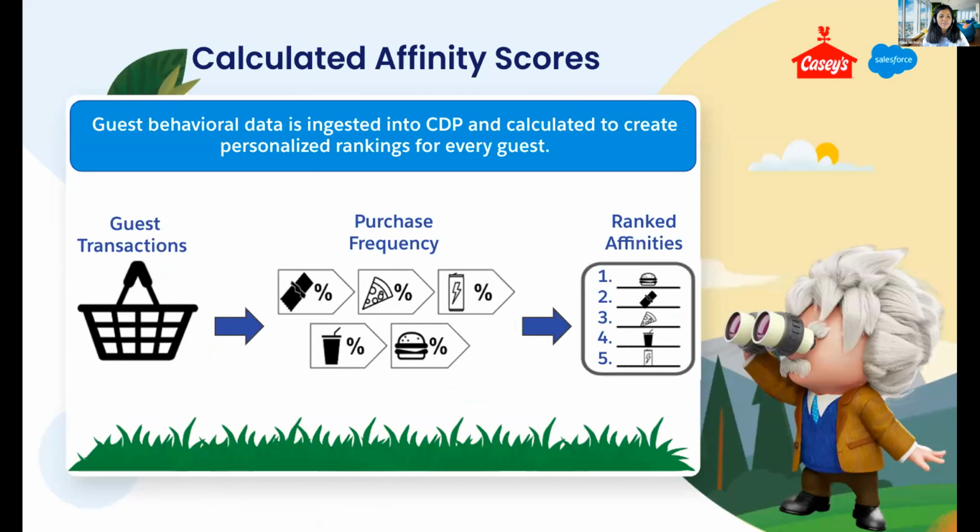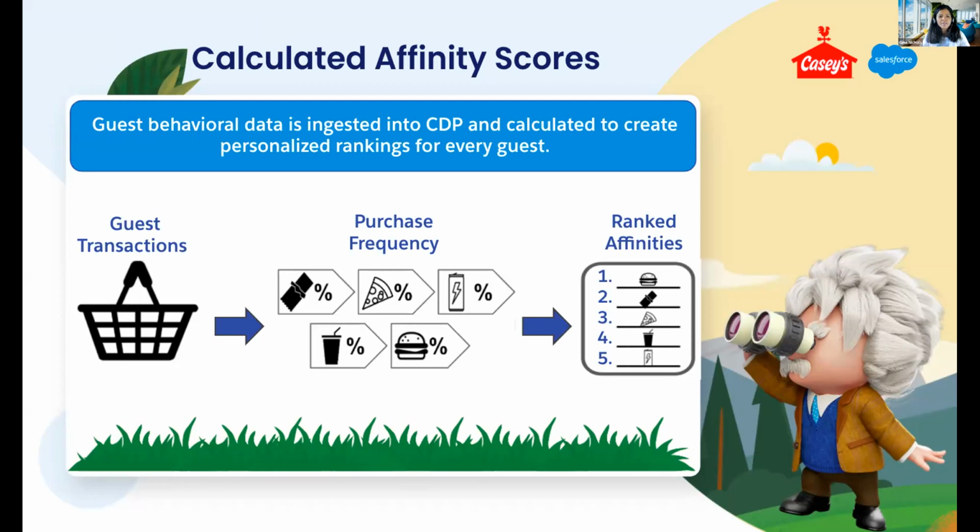So this is how they put it into place. They actually calculated affinity scores based on behavioral data. So they ingested the customer's behavioral data, like their transactions, into CDP, and then they created personalized rankings based on the products they purchased and the frequency in which they purchased. So they looked at guest transactions over a period of time, went through, looked at the products they purchased, and gave a ranking based on the frequency of the purchases they made.